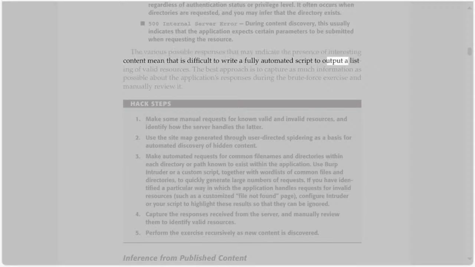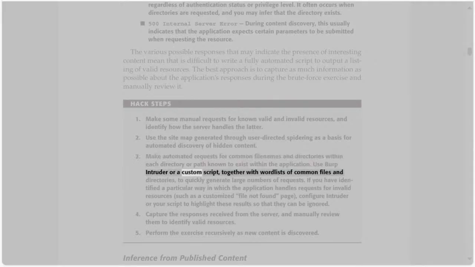The best approach is to capture as much information as possible about the application's responses during the brute force exercise and manually review it. Hack steps. 1. Make some manual requests for known valid and invalid resources and identify how the server handles the latter. 2. Use the sitemap generated through user-directed spidering as a basis for automated discovery of hidden content. 3. Make automated requests for common file names and directories within each directory or path known to exist within the application.